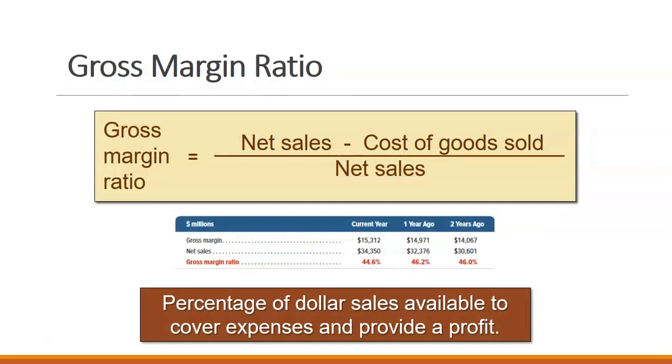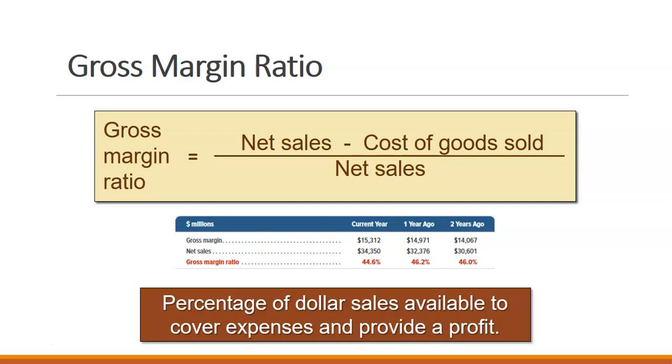Another ratio that we look at in this chapter is gross margin ratio. So gross margin ratio is net sales minus cost of goods sold, which is our gross margin, divided by net sales. This tells us what percentage of our total sales we have available to cover expenses and leave us with a profit.